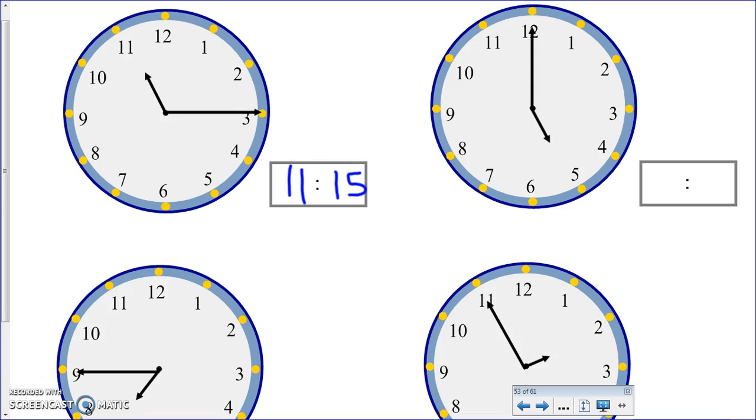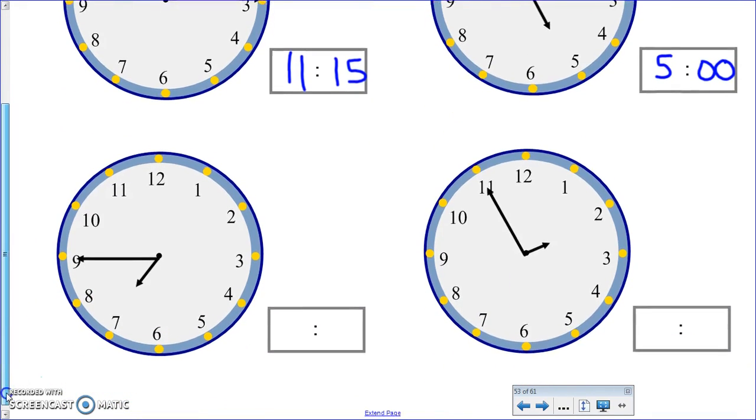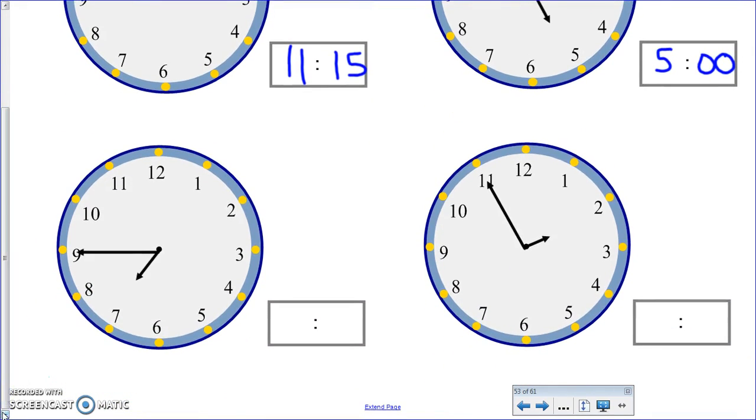For the second clock, the hour hand is pointing right at the 5, and the minute hand is straight up at the 12, so we know it's 5 o'clock. For the third clock, we have the hour hand pointing between the 7 and the 8, so we know it's at least 7 o'clock. And the minute hand is at the 9, so we know it's 45 minutes. So we have 7:45.